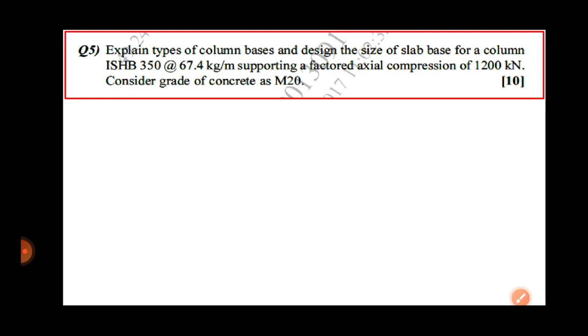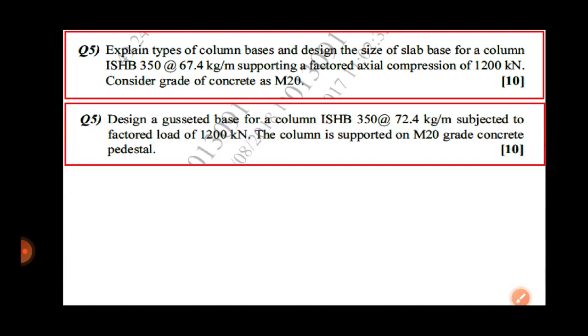base. Now the second numerical is design a gusset base for a column having a factored load, and the grade of concrete is given. Then in this question there is no theory, as the design of gusset base is lengthier than that of the slab base.